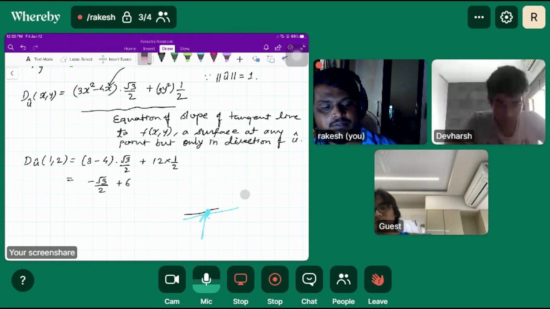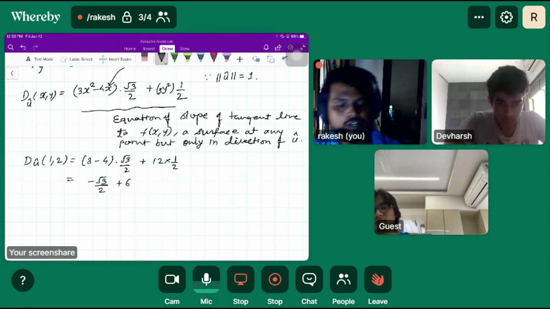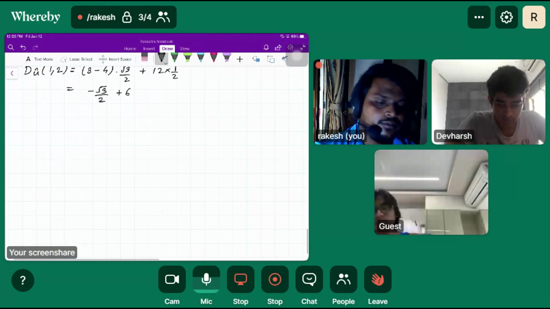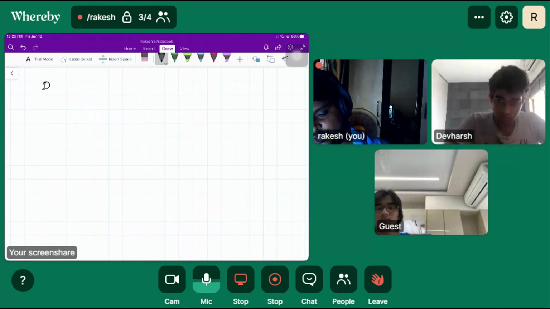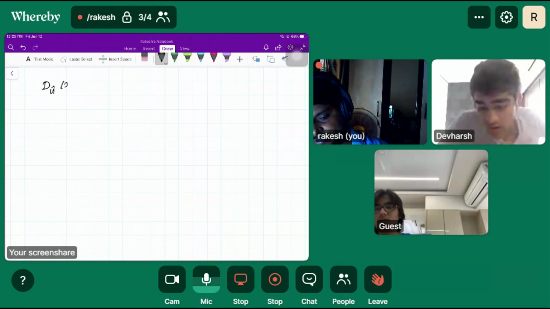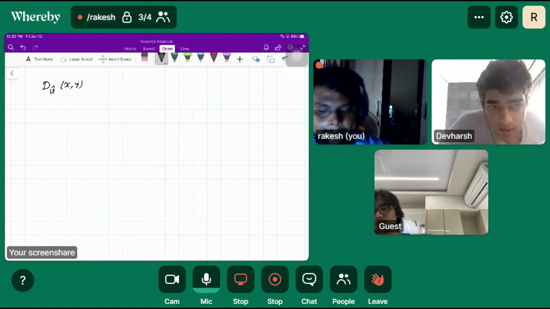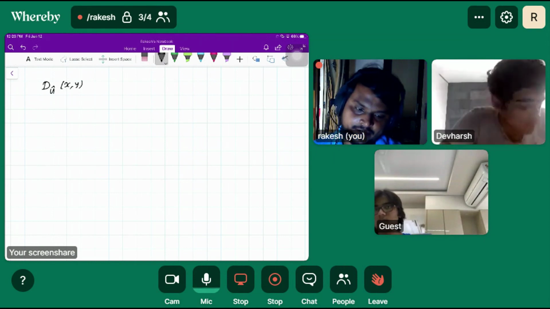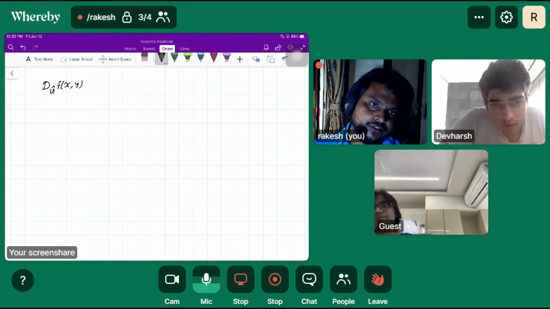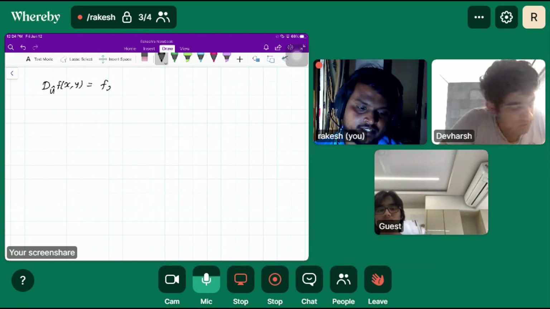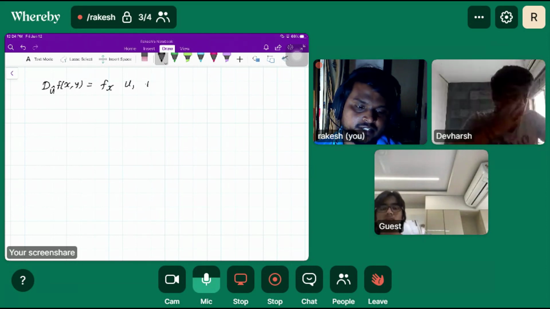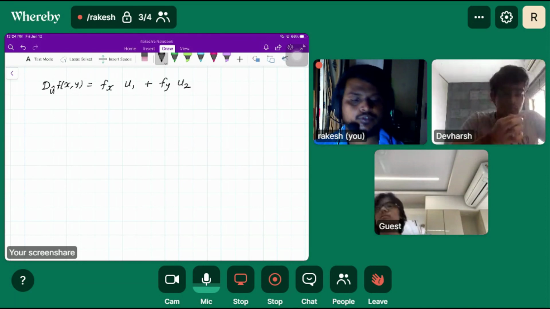A similar concept applies here, but for a multivariate function. What was the formula? What is the formula of directional derivative? The directional derivative of f at x comma y in the direction of u is equal to fx u1 plus fy u2, right?